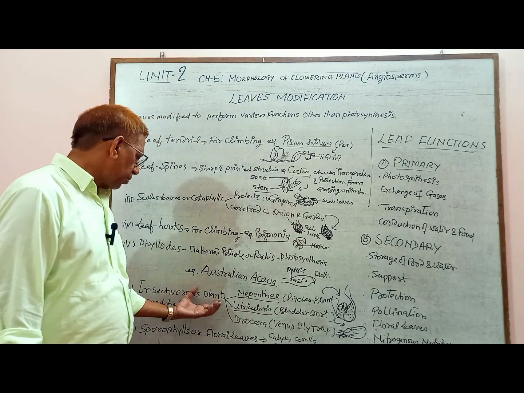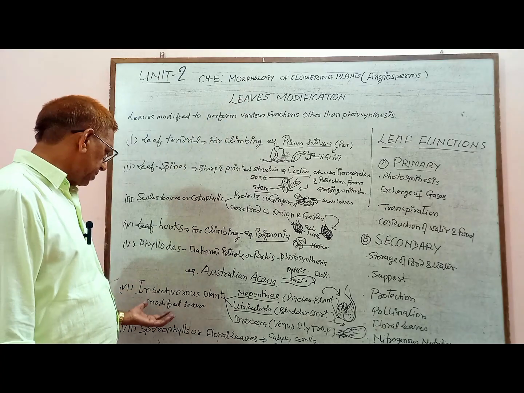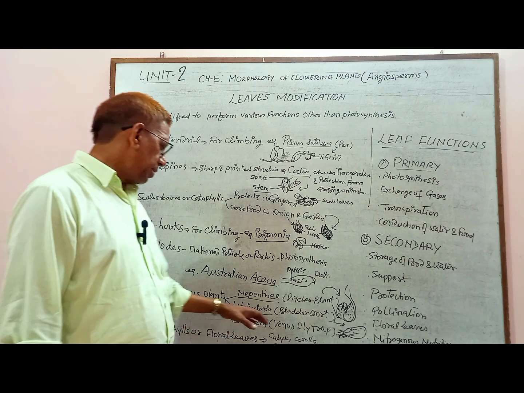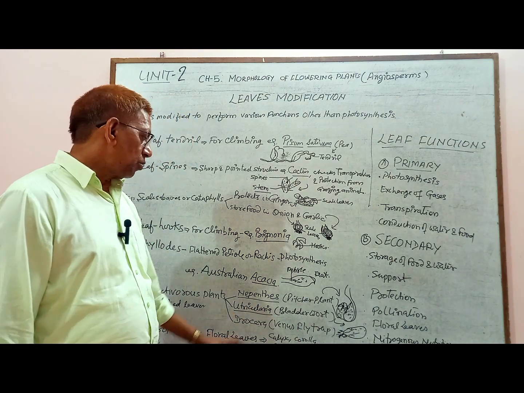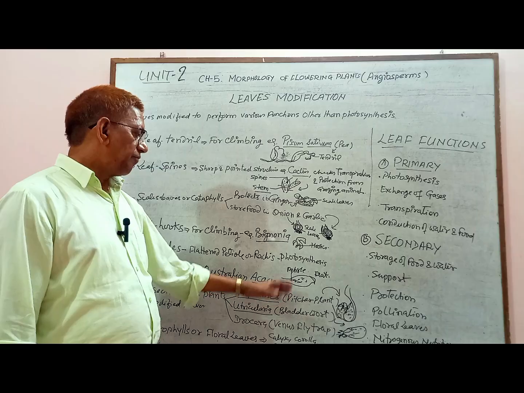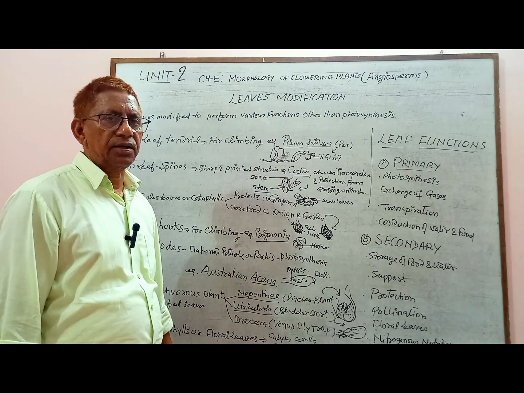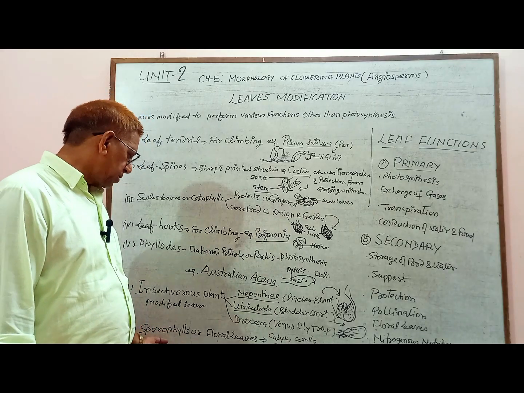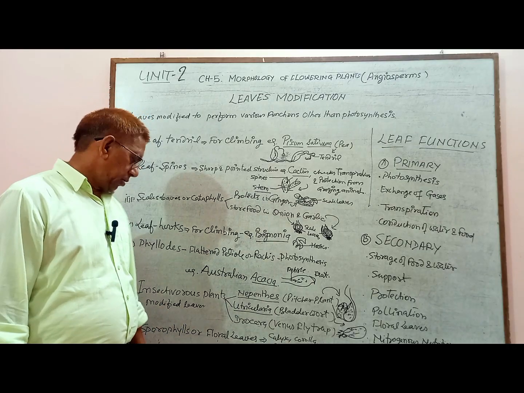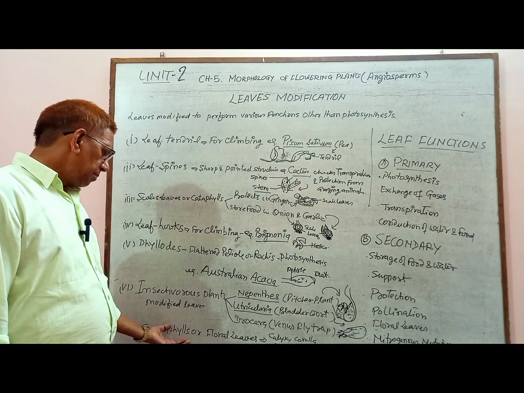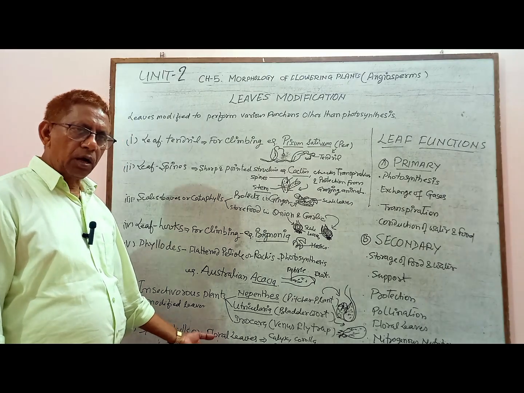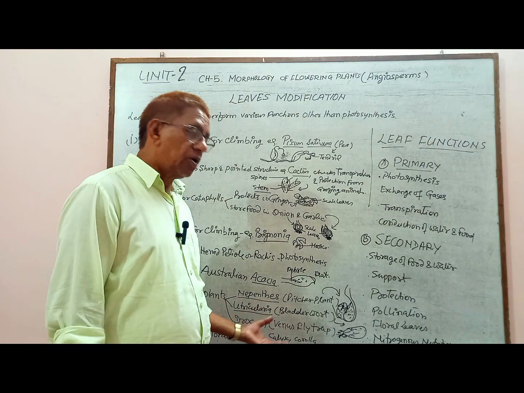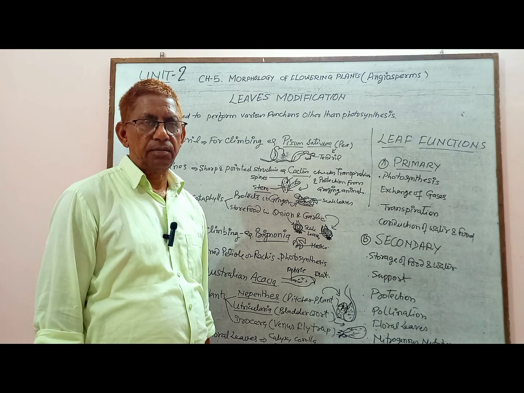So it means in insectivorous plants the leaves are modified in different forms, whether pitcher-shaped, bladder form, or Venus flytrap. These are the different modifications. The last but not least are the sporophylls, or floral leaves. These sporophylls, commonly known as floral leaves, are responsible for the formation of the flower in angiosperms.